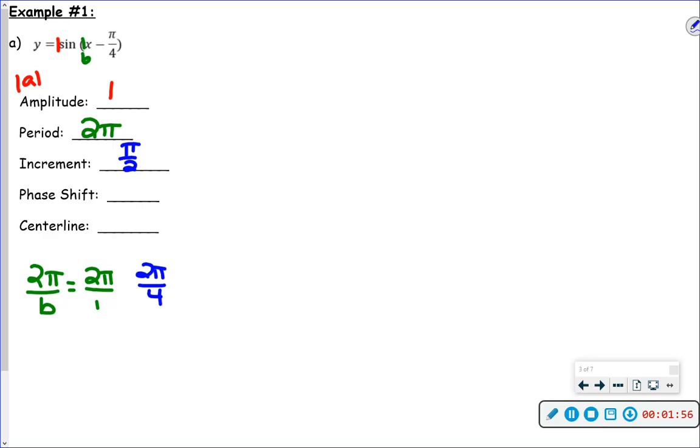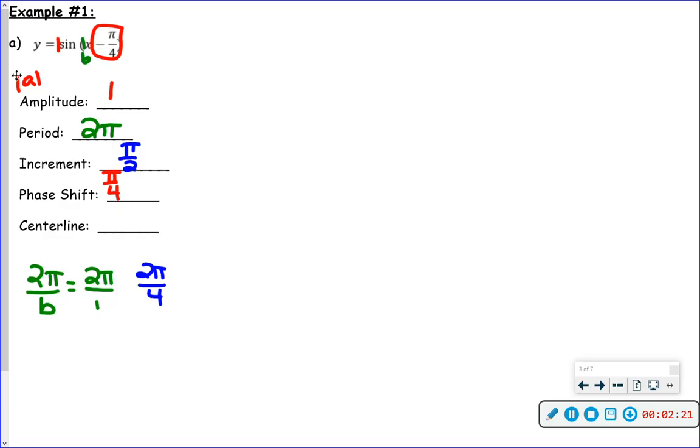Now, phase shift. This one does have a phase shift, meaning you are moving the graph left or right. To figure out that amount, just like on that last warm-up problem, it's going to be the opposite of whatever you're adding or subtracting to x. So the opposite of minus pi over 4, positive. So it's moving it pi over 4 to the right. So we are shoving the graph to the right 1/4 pi. You're going to see that when we draw it.